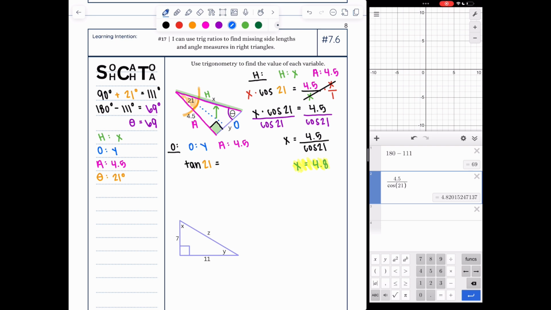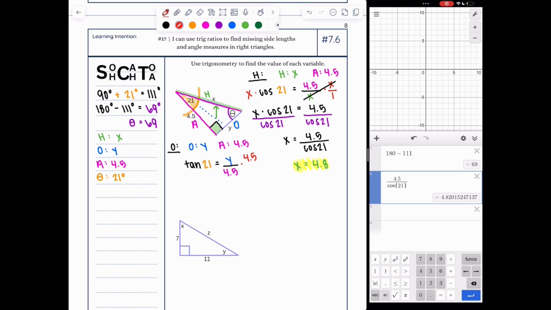So the tangent of theta is the tangent of 21. And then the fraction opposite over adjacent is the fraction y over 4.5. I could have used sine if I wanted to, and then it would have been 4.8 and the y. You'll get the same answer. The rounding might be a little bit different.